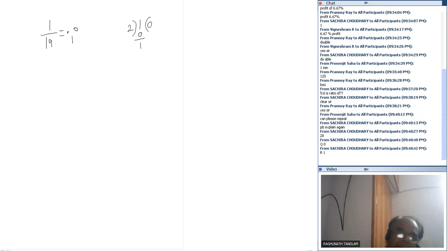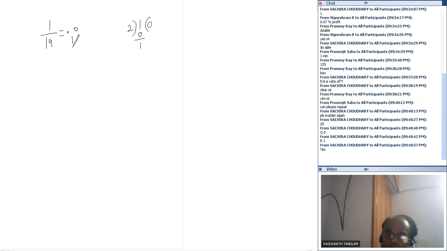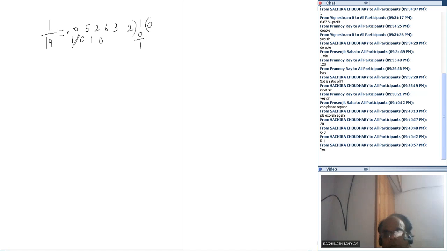Remainder 1. Put a dot here. Now read this number. Is it 10 or not? Sachira, is it 10? See it as a 2-digit number. It's 10. 10 by 2 is what? 5, 0. 5 by 2, 2, 1. 12 by 2, 6, 0. 6 by 2, 3, 0. I can go beyond, but for CAT purposes, 5 decimals is enough.